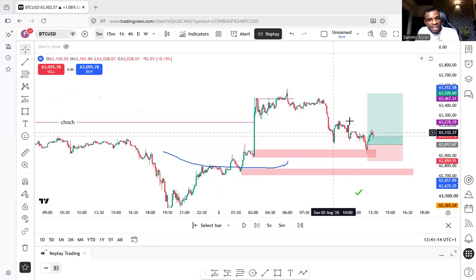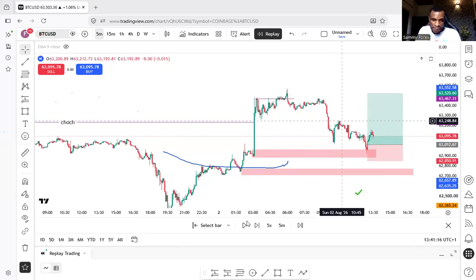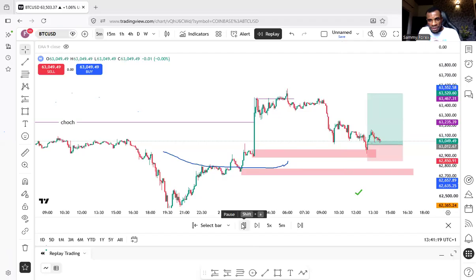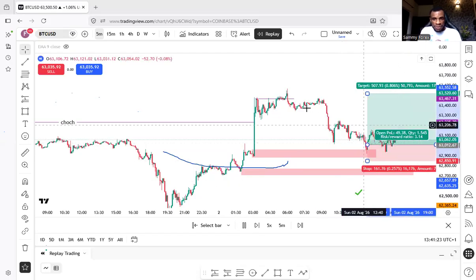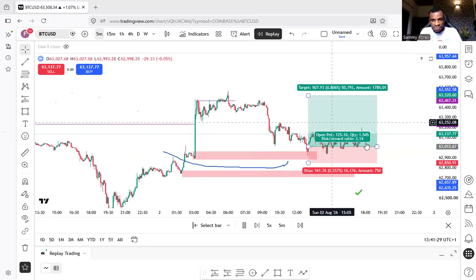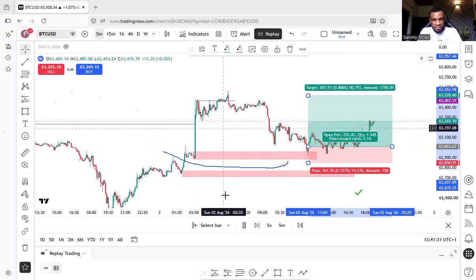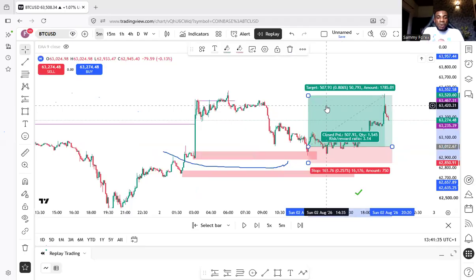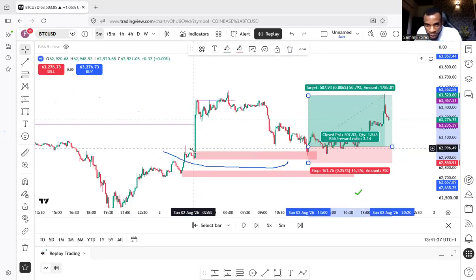Even though the market goes your way, you're just lucky. Now let's see what happens. It was a good profit, but mind you, this is not a good one because there's no liquidity. So if price goes your way, you're just lucky. Just know it's luck. Now let's see what happens next.